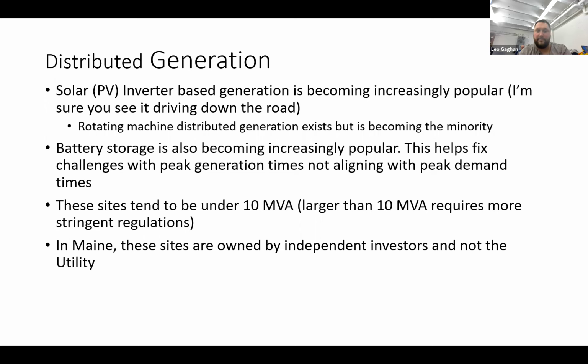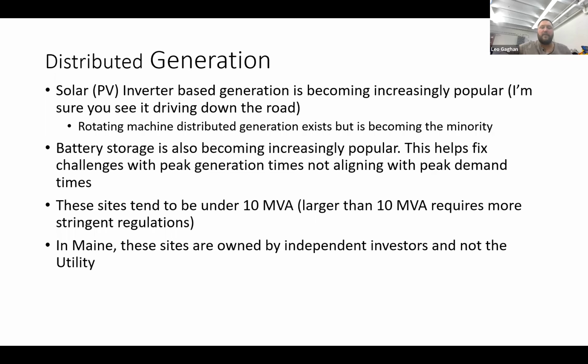And as I said, the rotating machines are still out there. And by rotating machines, I mean synchronous generators or induction generators. They're out there, but they're becoming the minority. These things are going in everywhere. Maine, for example, I think right now has about 300 applications in for these distribution type PV sites to go in. So yeah, there's a lot of them.